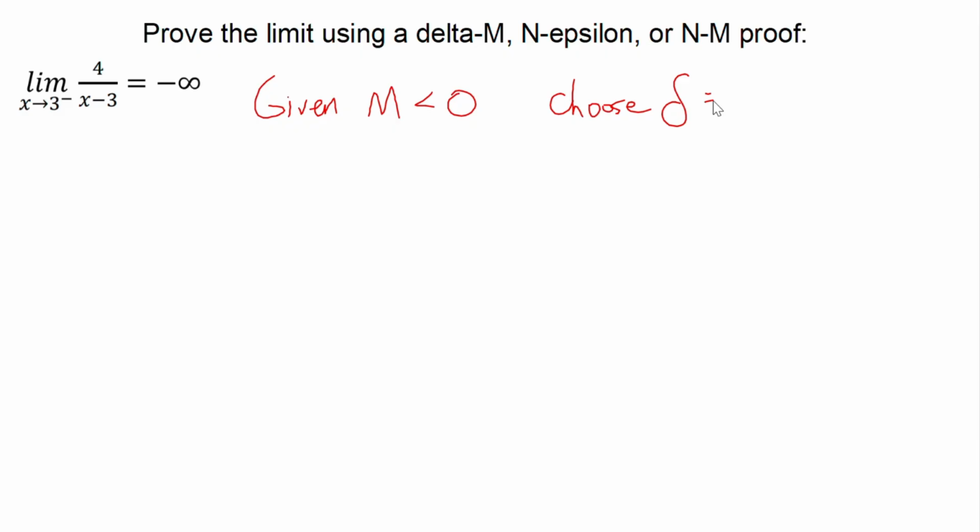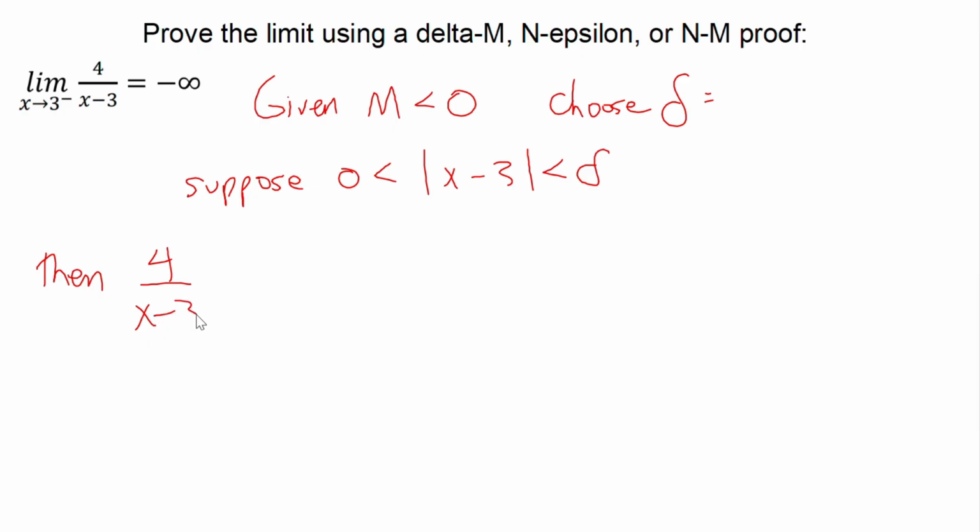And that delta, we could probably have a general idea of what it's going to be, but we'll go through the process. We're going to suppose that 0 is less than the absolute value of x minus 3 is less than delta. Then, and it's no longer an absolute value of our function, it's just 4 over x minus 3. We want to show that 4 over x minus 3 is eventually less than m, right? Because if we're going down to negative infinity, and I pick an m value here, to show that the limit is negative infinity, we need to show that we go below that m value that we've chosen, no matter how infinitely small that m value is.